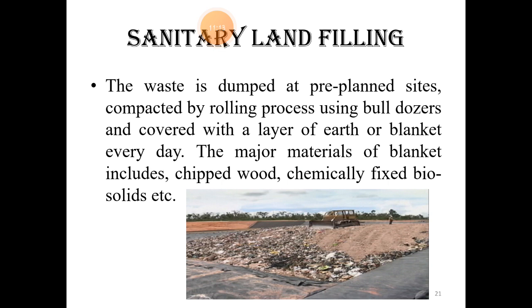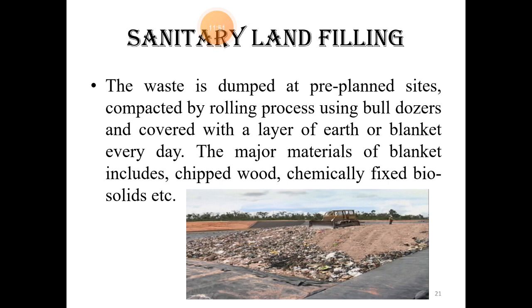All these dry lands are pre-planned sites where the waste is dumped and compacted by a rolling process using bulldozers. The waste is first collected, then compacted by using the bulldozers. After the compaction of the waste, a layer of earth or soil, or blanket, what we call, is added or covered over the garbage every day.